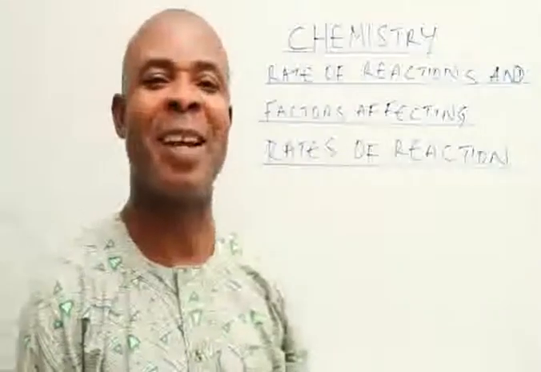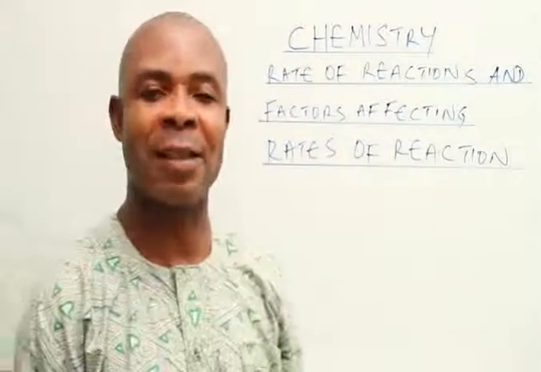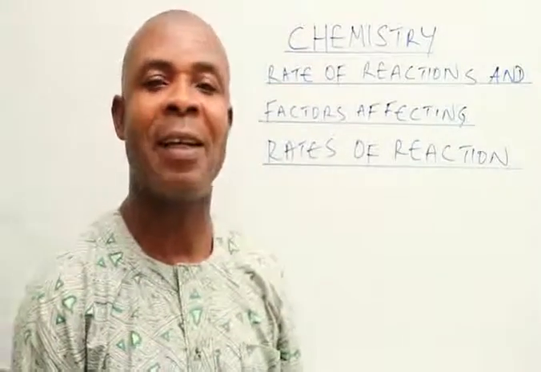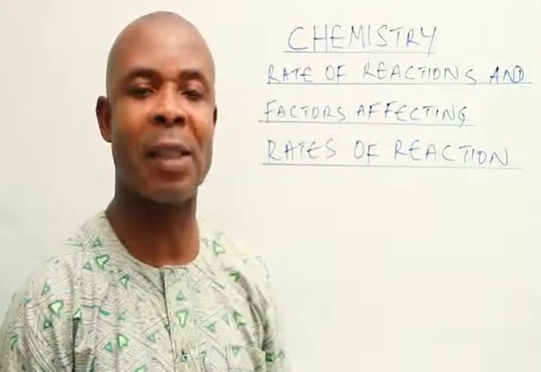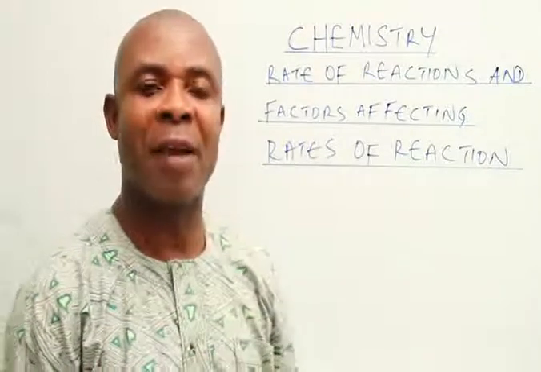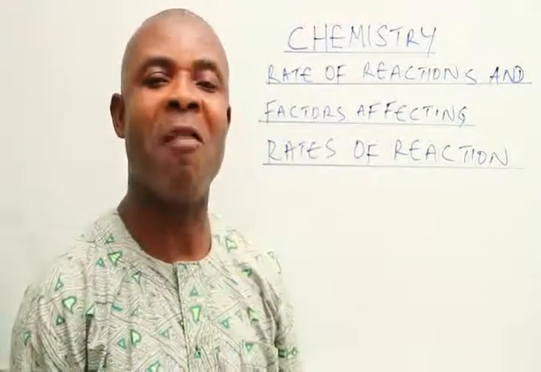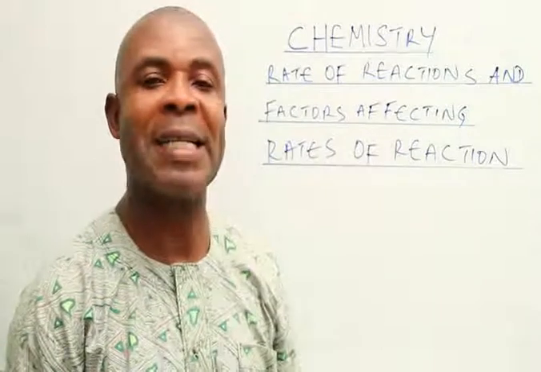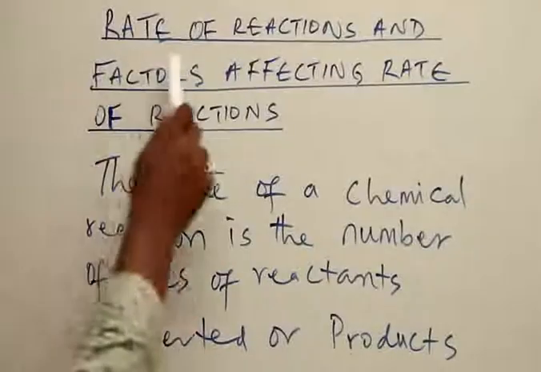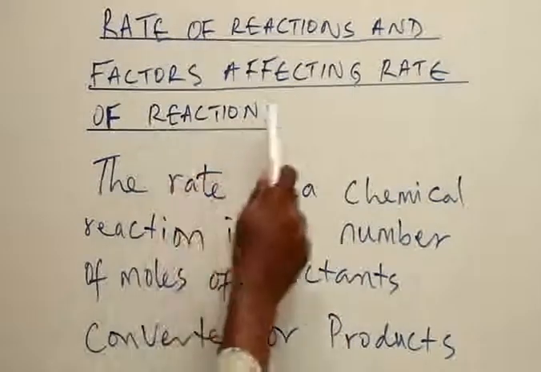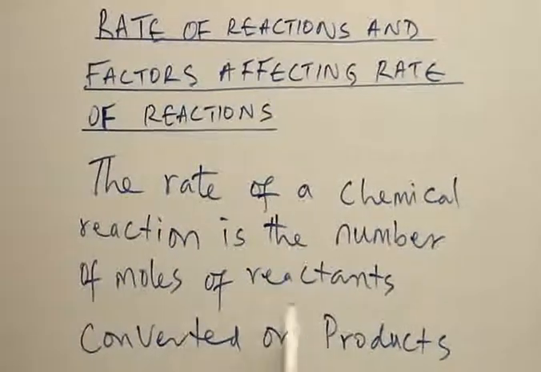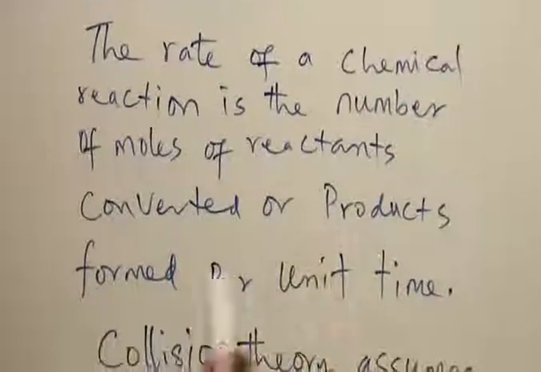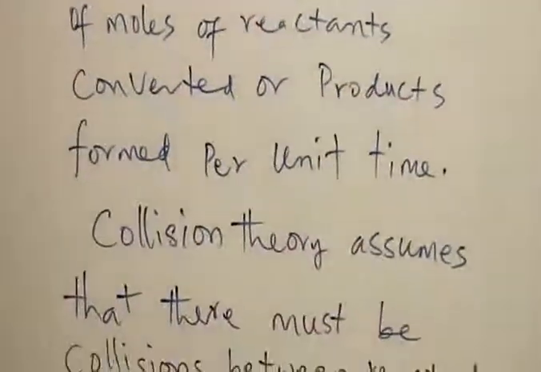The topic for today is rate of reactions and factors affecting the rate of reactions. The rate of a chemical reaction is the number of moles of reactants converted or the number of moles of product formed per unit time.